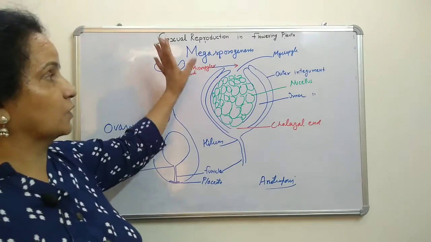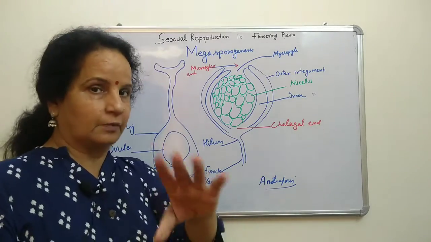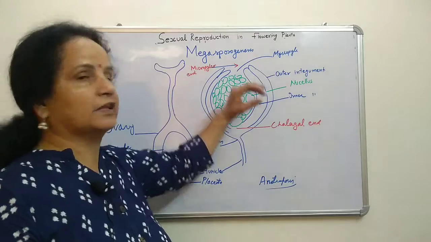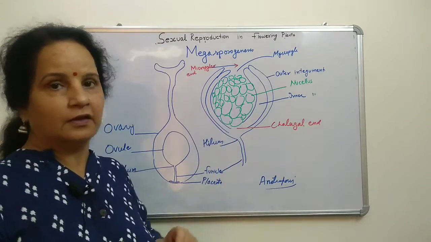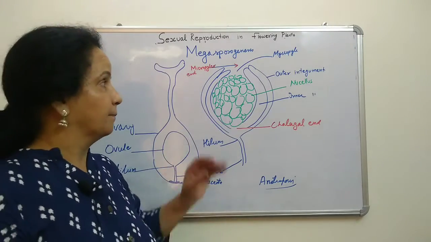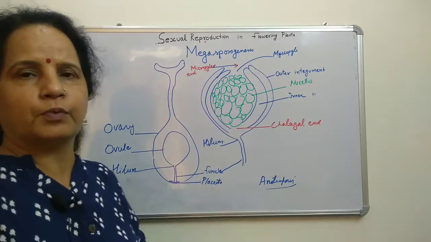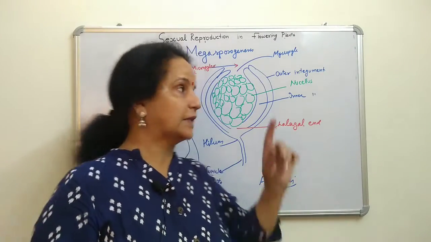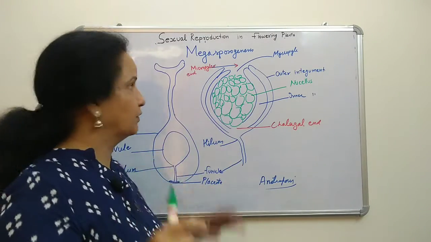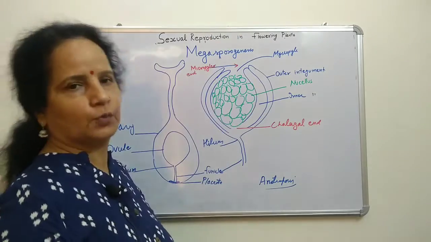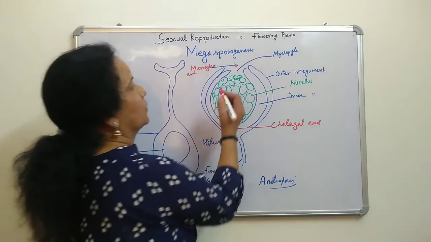In sporogenous tissue, all cells, say 100 cells, are responsible for meiotic division, and each sporogenous cell produces 4 daughter cells. But here it is not so. We get a number of pollen grains there, but here only one. Among all the nucellus cells, only the one towards the micropyle will be responsible for meiotic division.